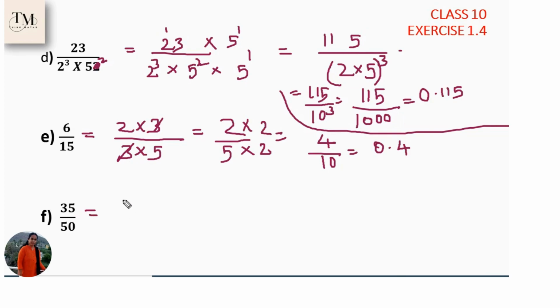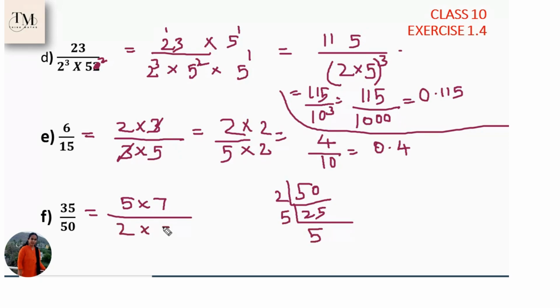So 35 can be factorized as 5 into 7 divided by 50. So let me factorize 50 using 2. 2 2s are 4, 5 2s are 10, again 5 5s are 25. So it can be written as 2 into 5 square. So here the power of 2 is 1. So to equalize the powers, you can multiply by 2, or just here you can cancel 1 5. Okay, so if you cancel 1 5, this can be automatically equalized.